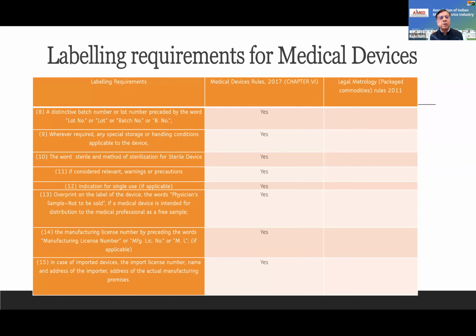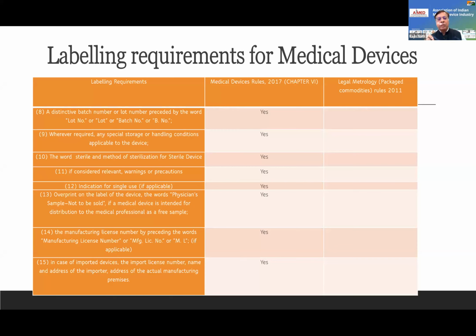Again, special storage conditions, whether you need low temperature, storage in the shade, or to be kept away from wet or dry conditions, should be clearly mentioned if the quality is going to be impacted. If it's a sterile product, then the word sterile and how it is sterilized: by EO or gas, or if somebody claims it is UV sterile, be clear about it, because the regulator will seek validation and verification accordingly. Now, if it is a physician sample that you give away without an MRP, it should be mentioned clearly.